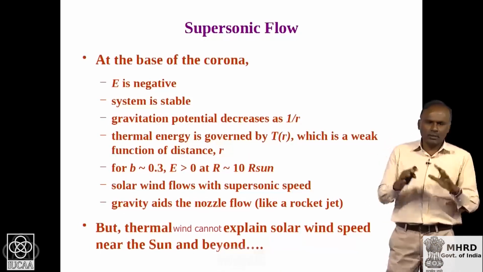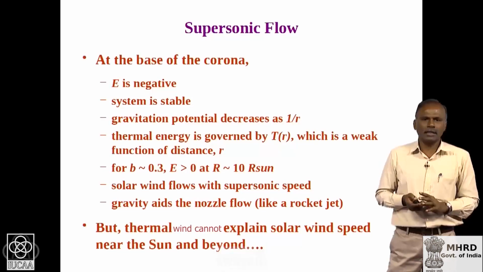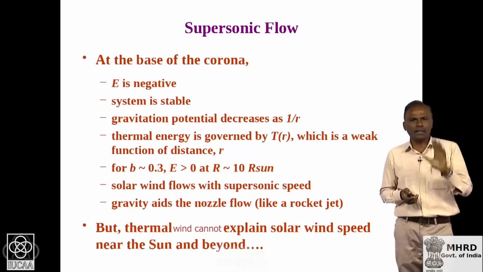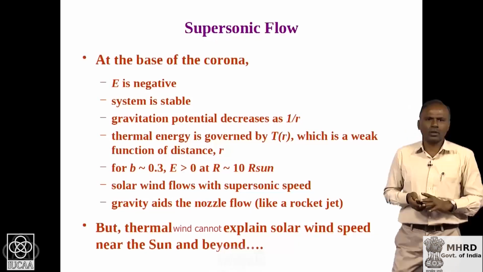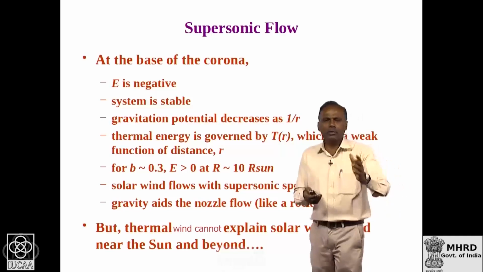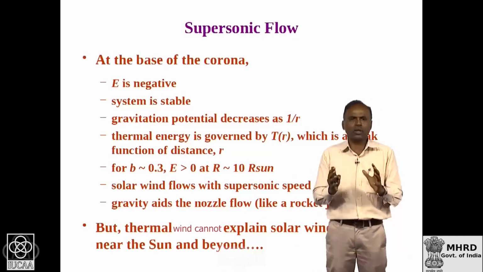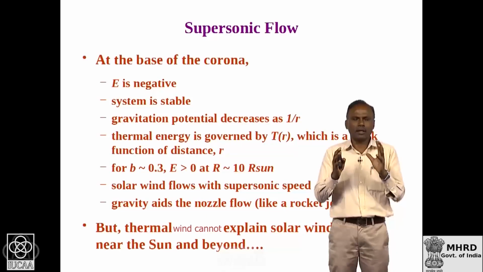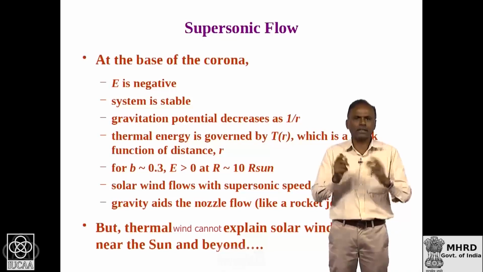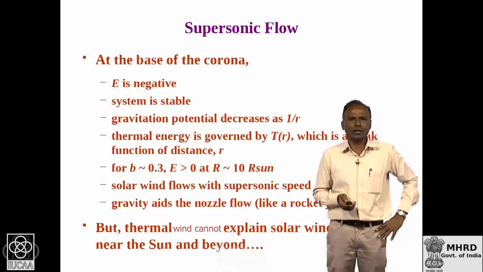But we know now a lot of observations and other theoretical studies explain that thermal energy alone cannot explain the solar wind speed near the sun and beyond actually. So, we will see some of the parts. So, the basic idea about the solar wind flow is the thermal part of the solar wind overtakes the gravitational flow, and that aids the formation of the solar wind.